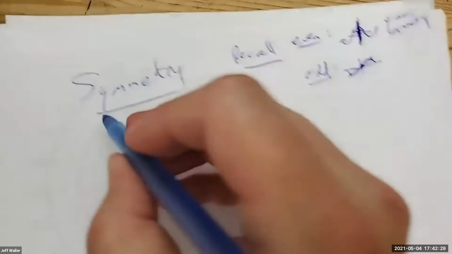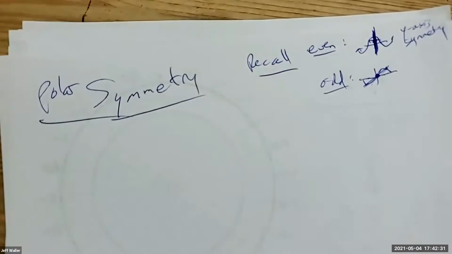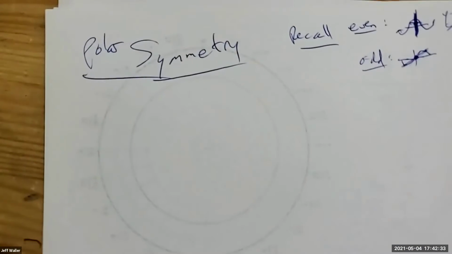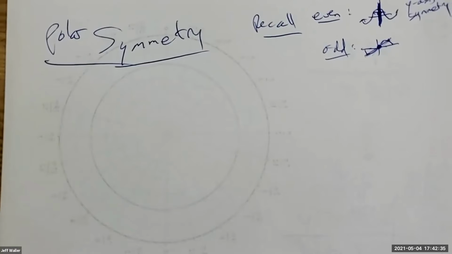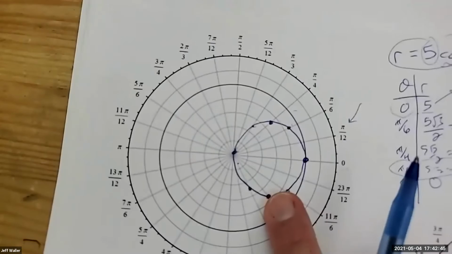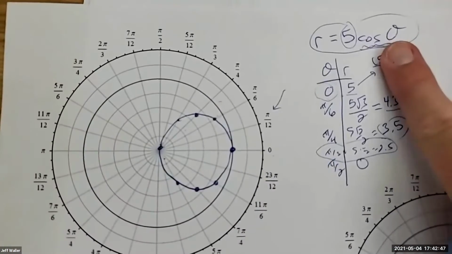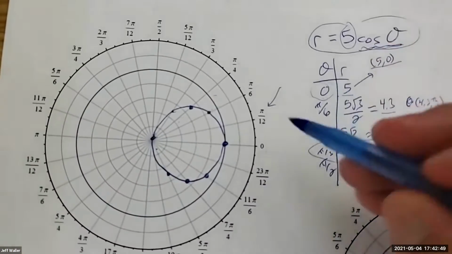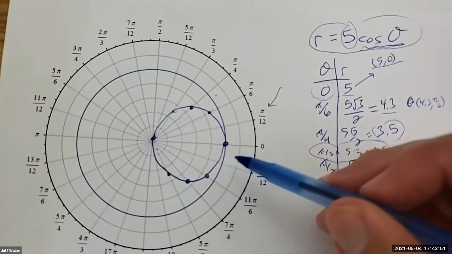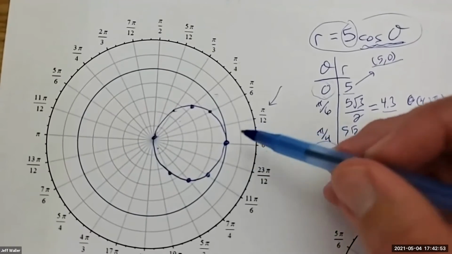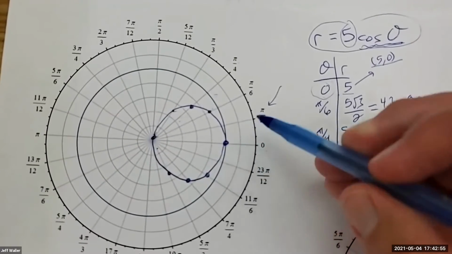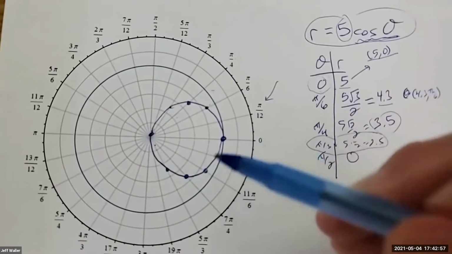Okay, so let's come to polar symmetry. We already saw, all right, remember the one I just did? It's on the other side of this paper, I think. Yes. We did this picture, which is r equals 5 cosine theta. What kind of symmetry? This is a new kind of symmetry that we didn't officially have before, but what is this symmetric with respect to?